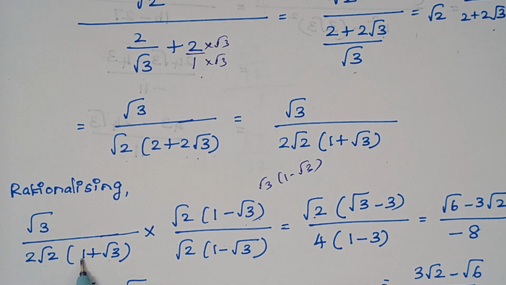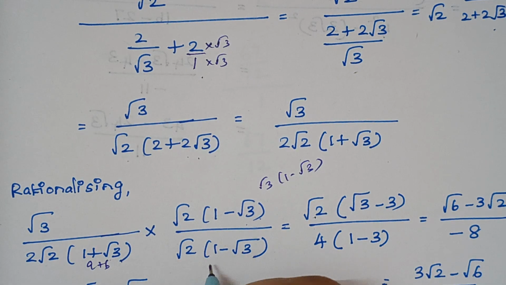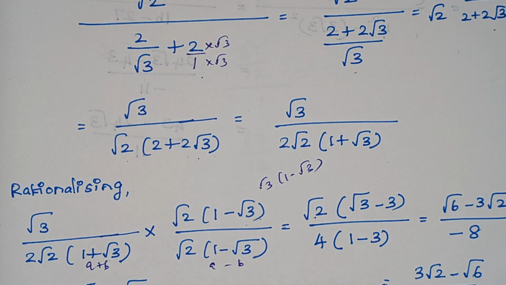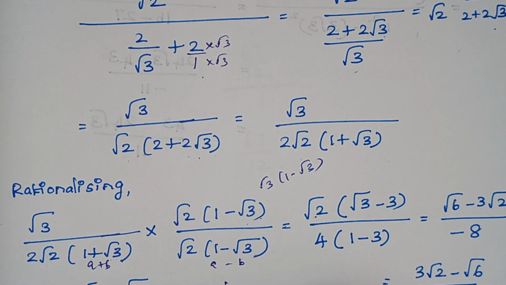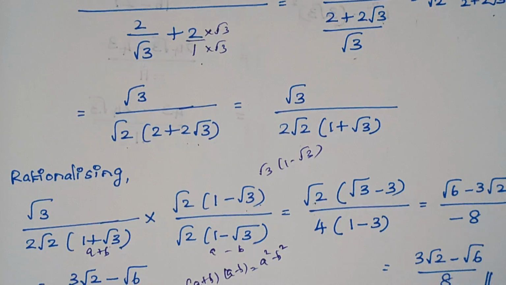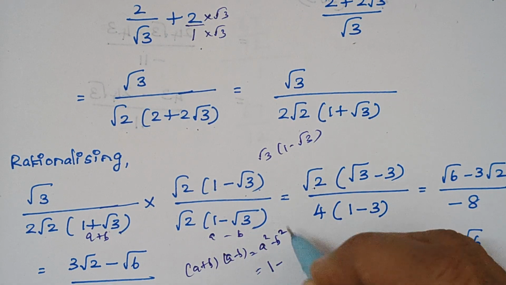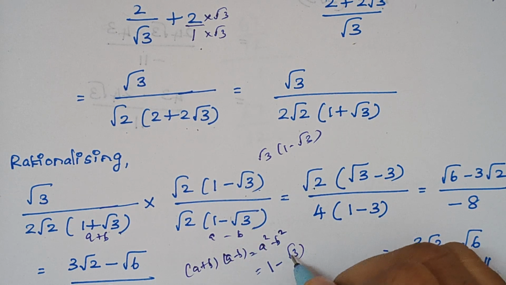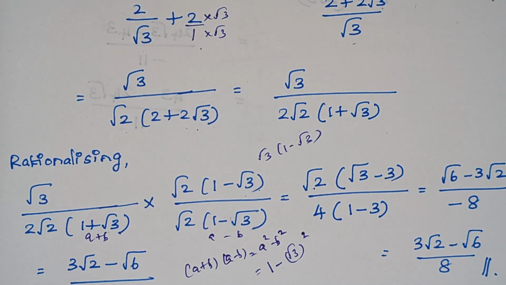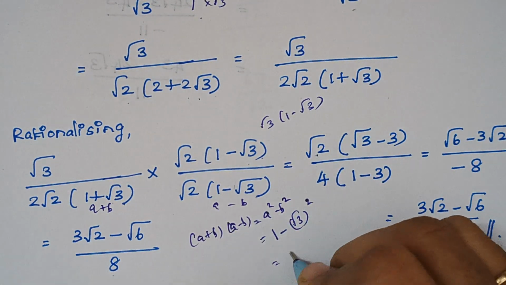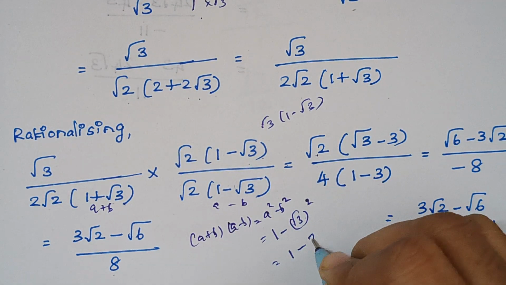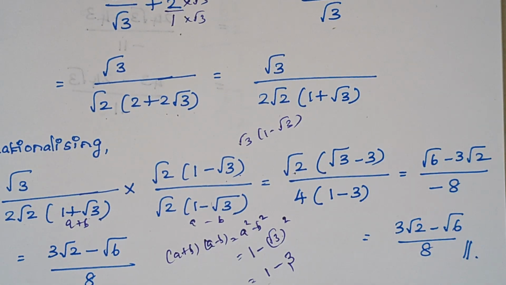And you see, here it is 1 plus root 3 and here it is 1 minus root 3. What is the type? Here it is of the form a plus b and here it is a minus b. Therefore a plus b into a minus b becomes a square minus b square, right? In the place of a I am having 1, and in the place of b I am having root 3 the whole square. So 1 square becomes 1 and root 3 the whole square becomes simply 3. So it is 1 minus 3.